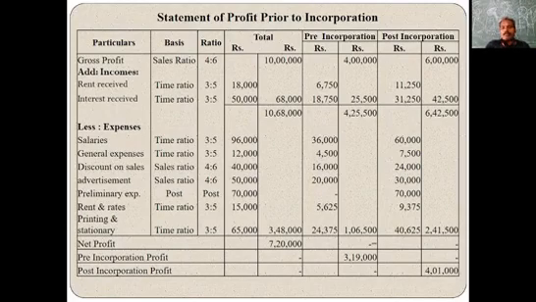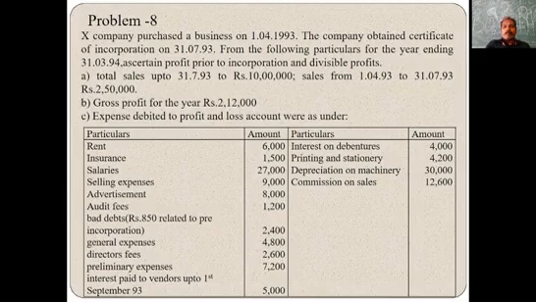Right? Now the next problem, problem number 8. X company purchased a business on 1/4/93. The company obtained a certificate of incorporation on 31/7/93. The following particulars are for the year ended 31/3/94. Ascertain profit prior to incorporation and divisible profits. Total sales up to 31/3/94 are 10 lakh. Sales from 1/4/93 to 31/7/93 are rupees 2,50,000.